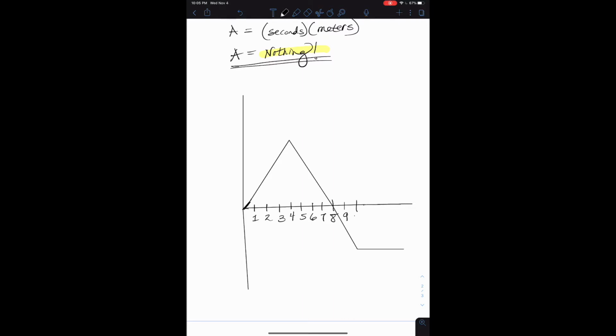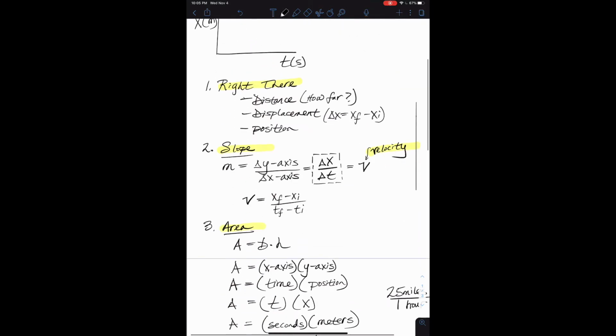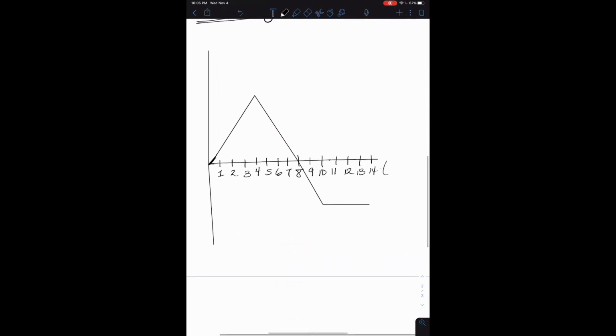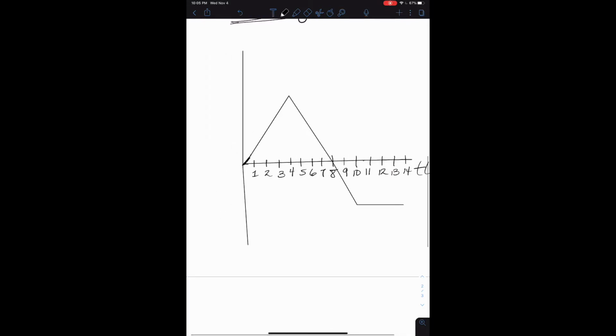This is where I'm not quite sure. I might get burned a little bit for not making this perfect, but you can get the idea. All right, so here we have time on the x-axis, and on the y-axis we have position.